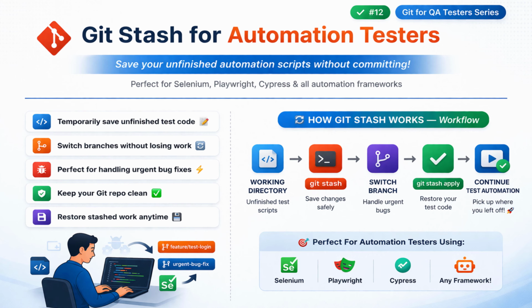Have you ever started writing a new test automation script and suddenly a high priority task comes in the middle, but your code isn't ready to commit? Today, I will show you how to use Git Stash to save your unfinished automation scripts safely and switch tasks without losing a single line of code.